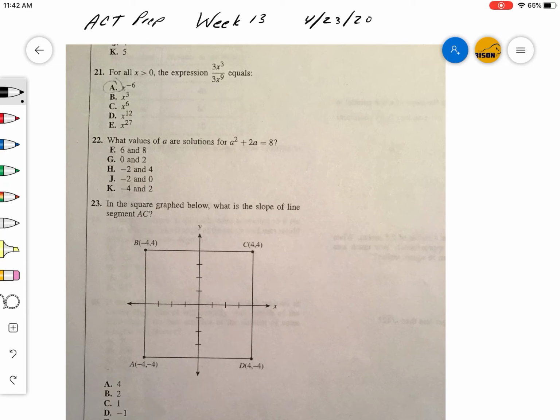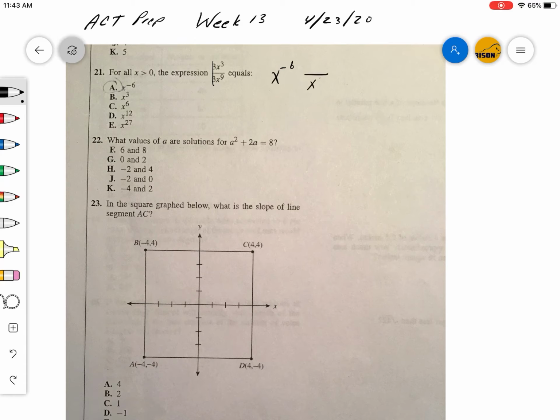So 21 wants to know for all x that are greater than 0, the expression 3x cubed over 3x to the ninth equals what? Okay, so if you know the math behind this, you know that the 3's cancel and then you subtract exponents. So x to the third on top and x to the ninth on the bottom. So that would be x to the negative 6th, okay?